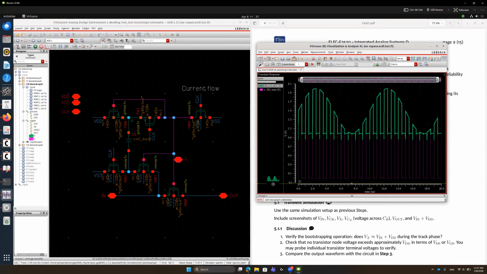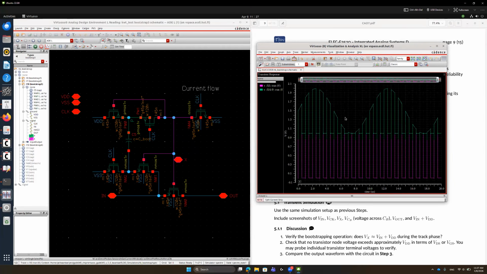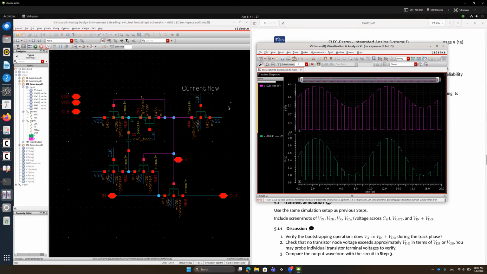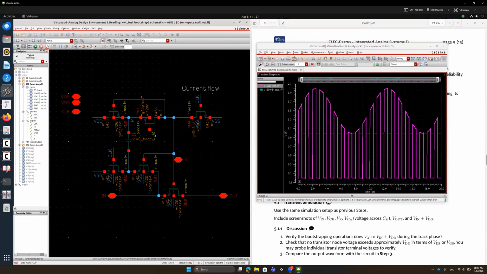And divide into different plots, or you can simply do this way. Either way is fine. So for this case, probably overlaying the plots will be better. So if the clock is low, then the VP node and VX node are short-circuited. VP, VX short-circuited, such that VDS should be fine. The VDS node should be fine.